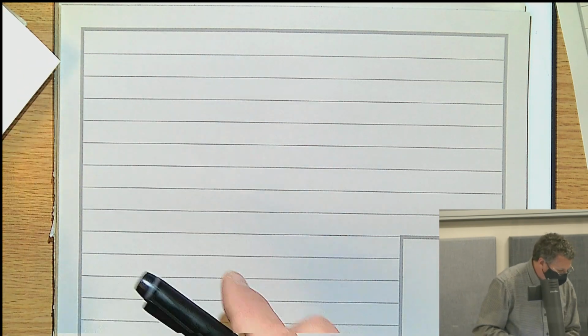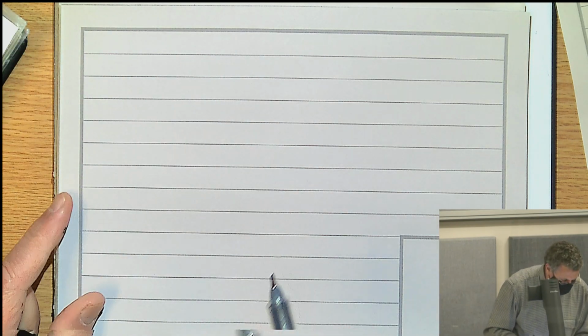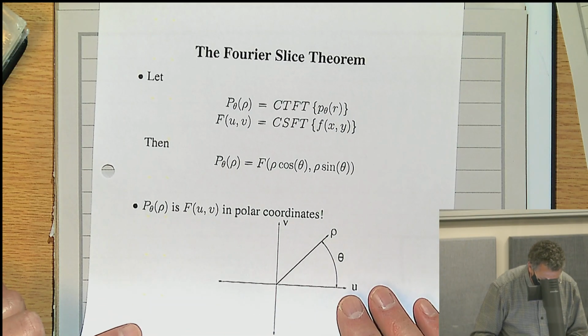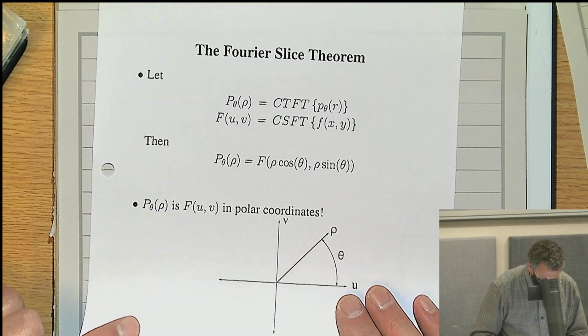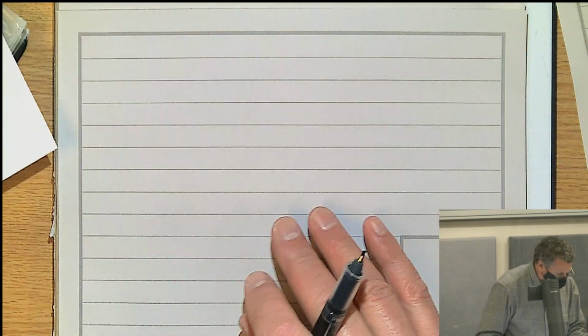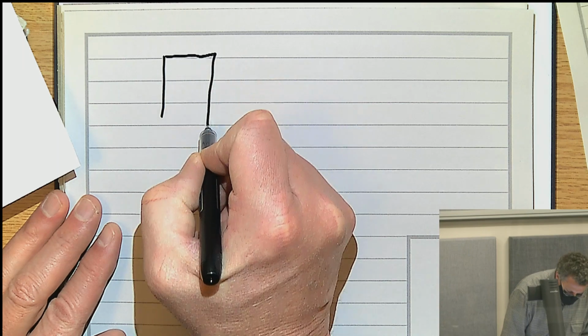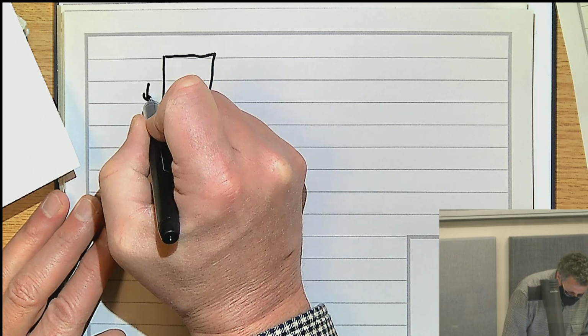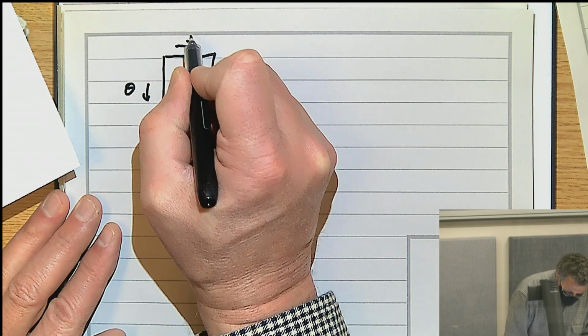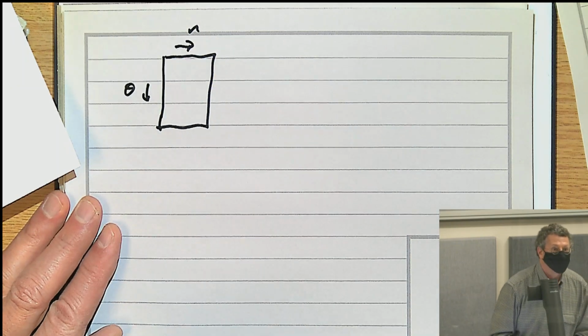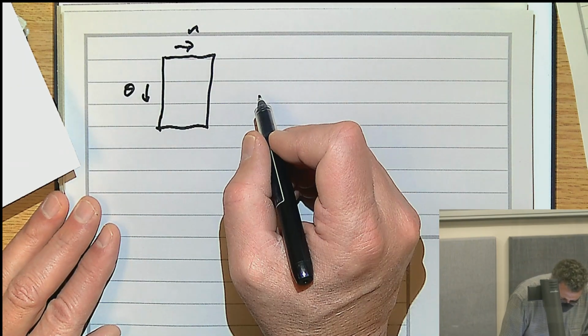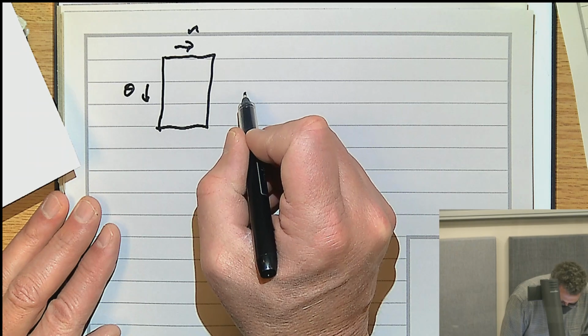Okay, so it works like this. So you have theta, and this is R. This is the sinogram. You take the Fourier transform.